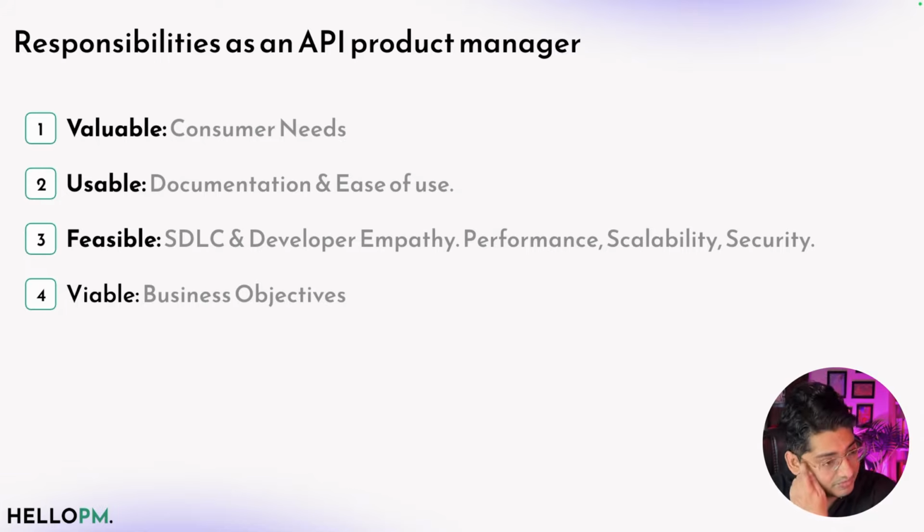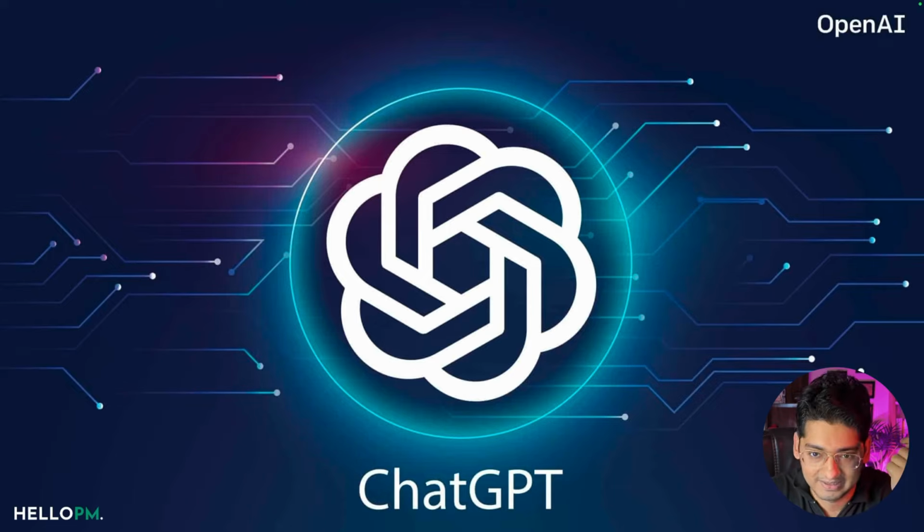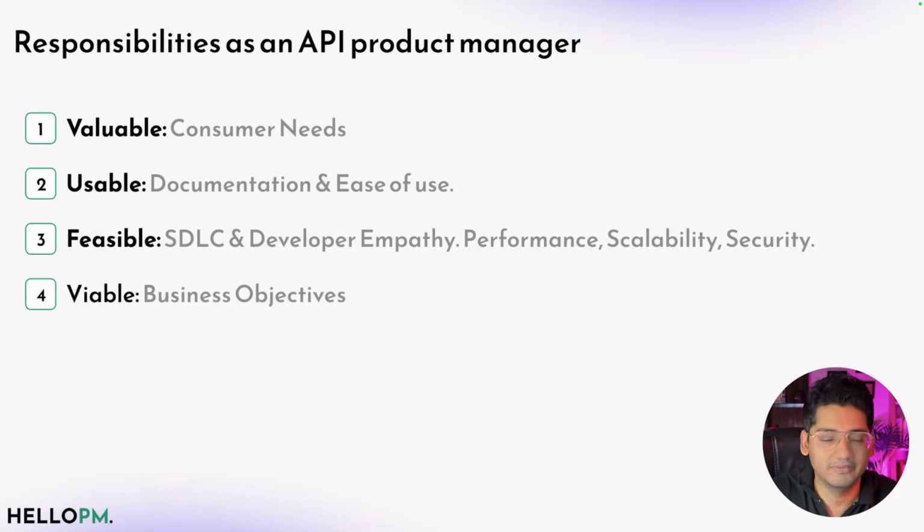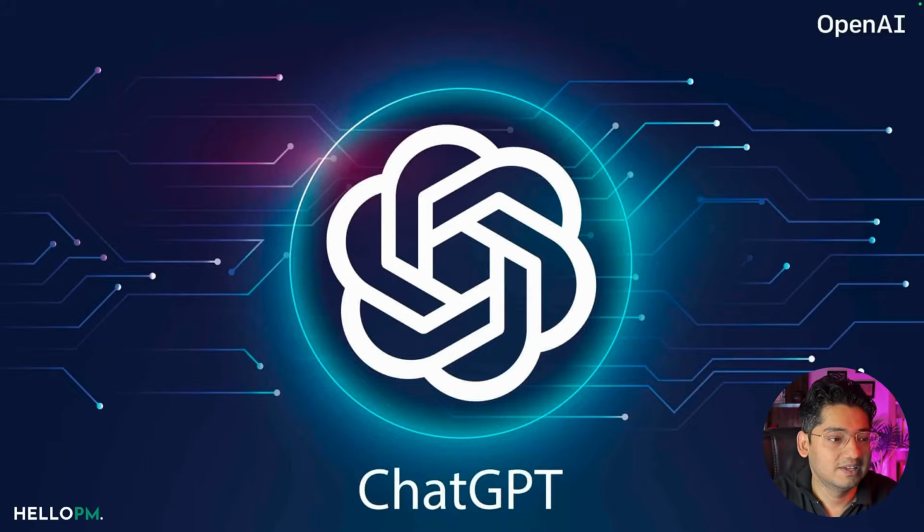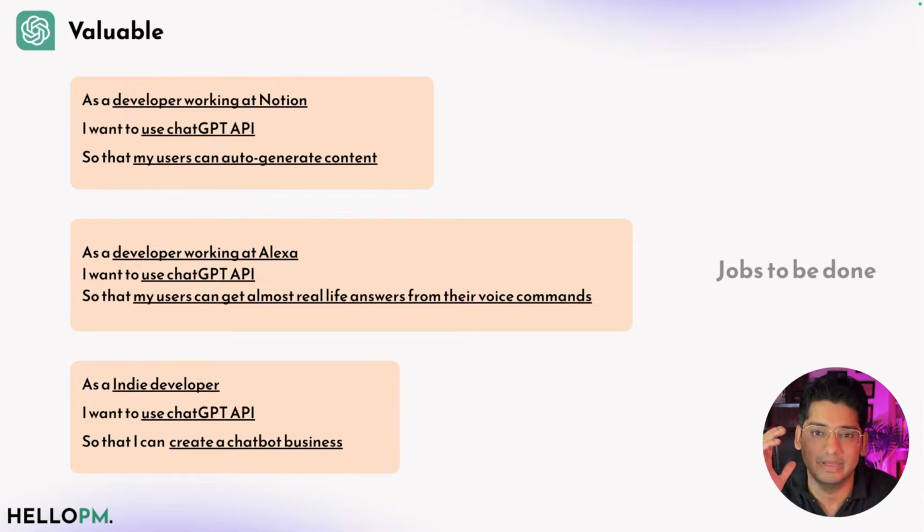Now, to give you a case study or an example, we'll take an interesting example of OpenAI's API. OpenAI has created ChatGPT, and in order to make sure that you can use these kinds of APIs in your own application, they have recently launched the OpenAI API. We'll try to break this API into these 4 components, which are valuable, usable, feasible, and viable, and try to understand what role the product manager might have played there. So let's go ahead and talk about the same. First is valuable.